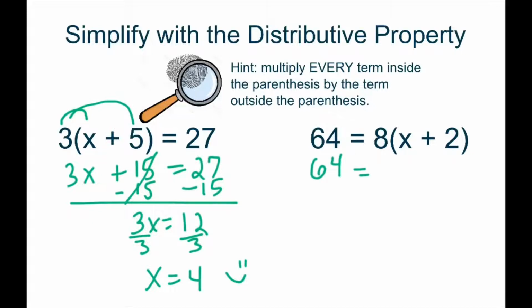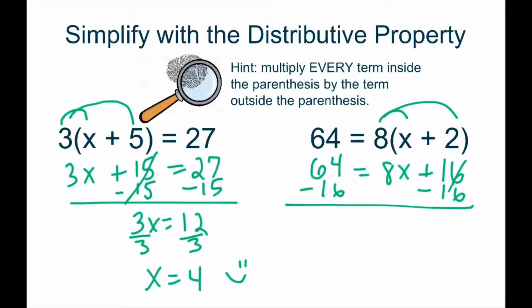We can do the same process over here. 8 times x is 8x, plus 8 times 4 is 16. 2-step equation. Subtract 16 from both sides. Let's see. I get 48 equals 8x. Now divide both sides by 8, and x equals 6.